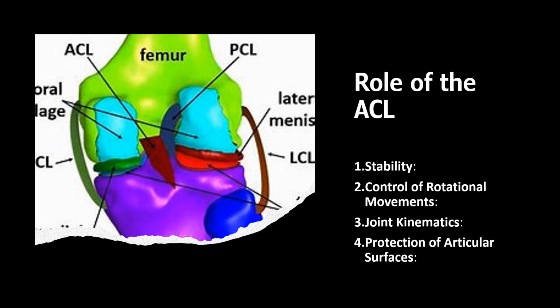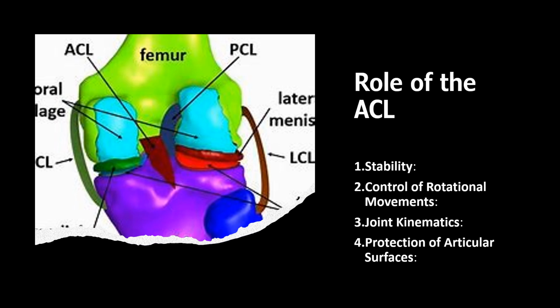It also controls rotational movements. So while the ACL's primary function is to limit anterior translation of the tibia, it also contributes to controlling rotational movements of the knee joint. It assists in preventing excessive internal and external rotation of the tibia relative to the femur, thus providing rotational stability during activities like cutting, twisting, and pivoting.